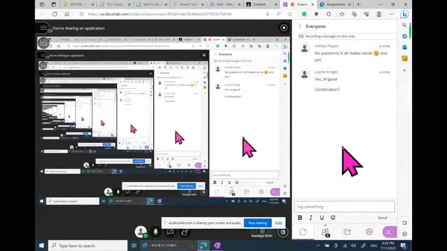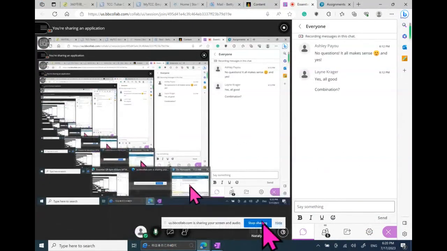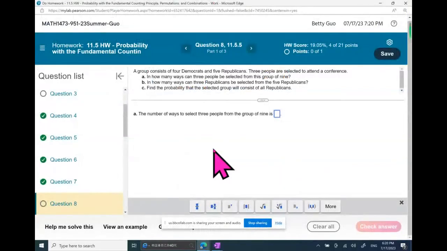Combination. Combination, awesome. Thank you, Lane. Exactly. Because it's just about a subgroup, right? Yes, subgroup. The order of the three people in the subgroup doesn't matter. It's a combination.